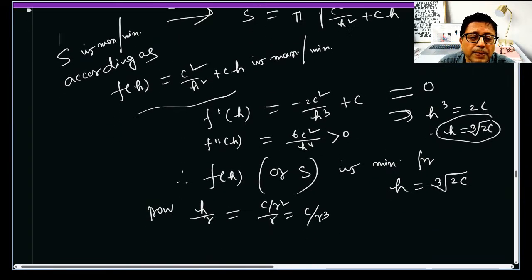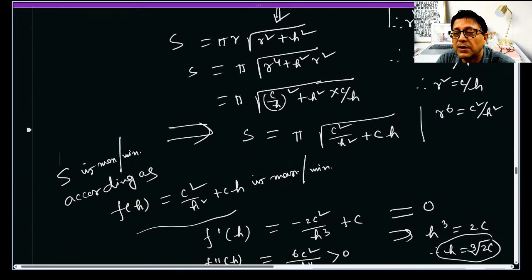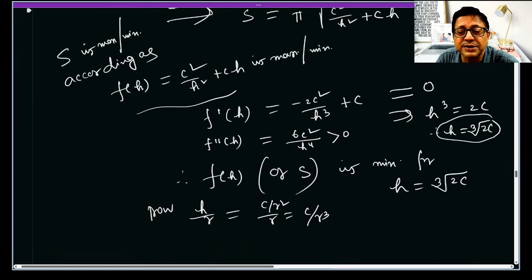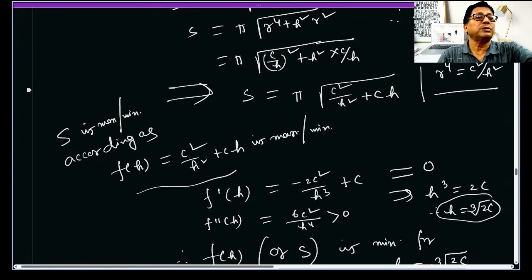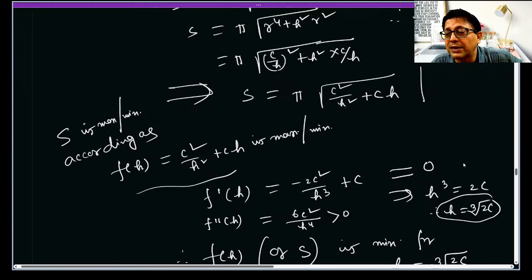Sir, if we square it, then it will be R to the power 4 equal to C square. Yeah, squaring. I wanted to do squaring only. R to the power 4 equal to C square by H square. But here it is coming cube. So you got this because I have to eliminate C factor also from there. So do some manipulation so that it gets cancelled quickly.